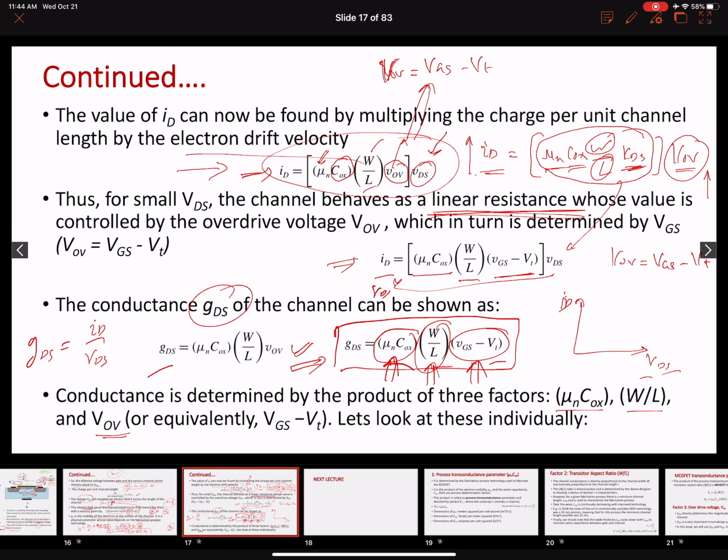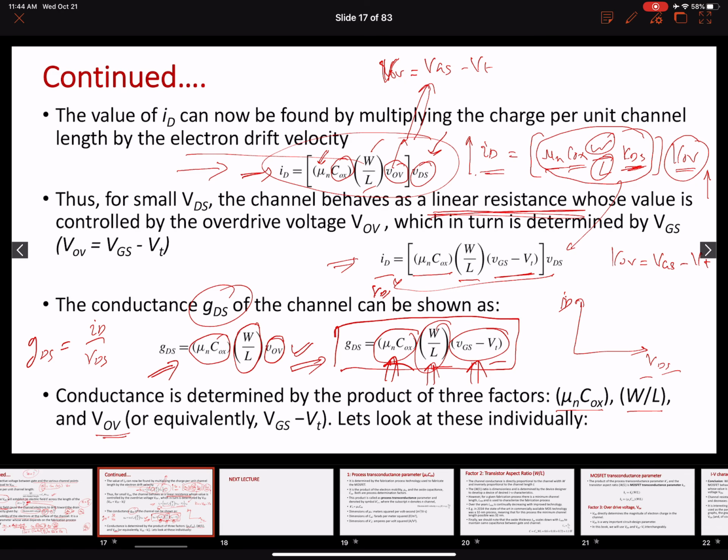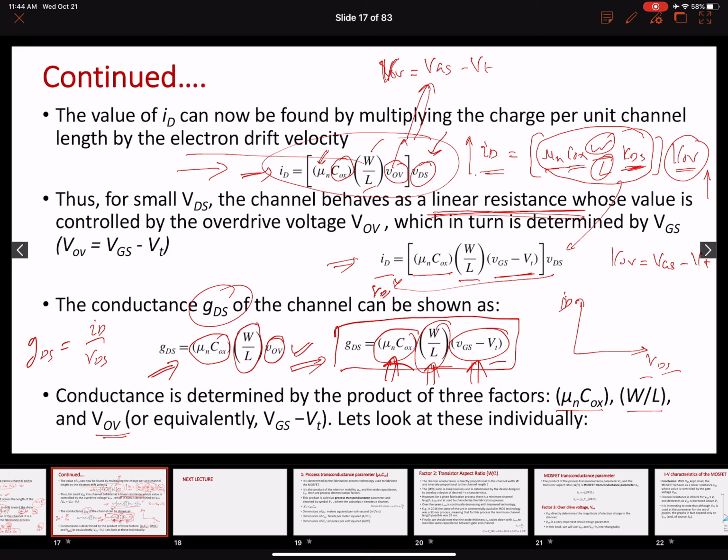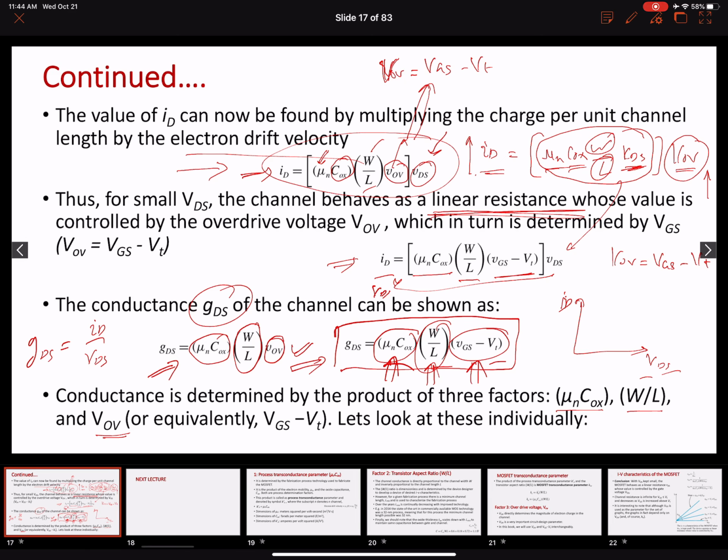We also derived this conductance of the channel relationship. It depends on three factors: mu and Cox, W over L, and the overdrive voltage. So let's start our lecture today by talking more about these three factors very quickly, and then we will move to the IV characteristics. Okay, so the conductance of the channel depends on three factors.